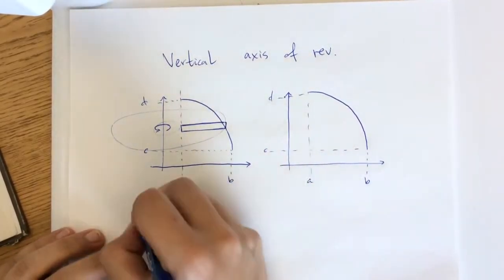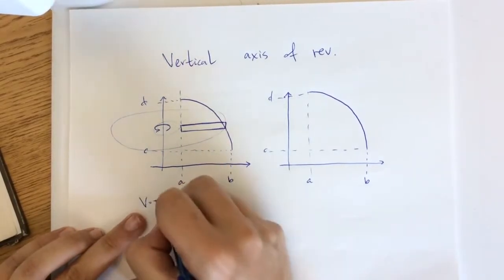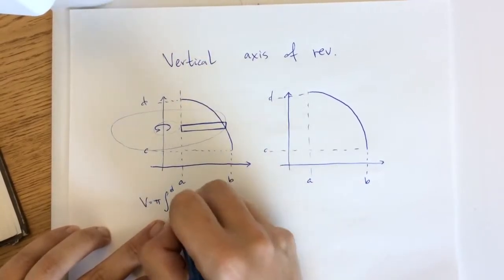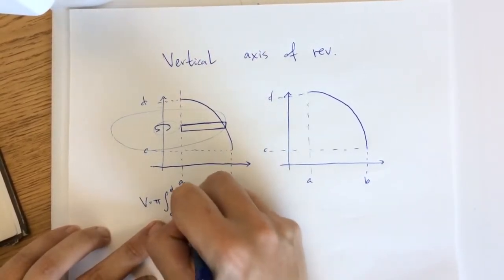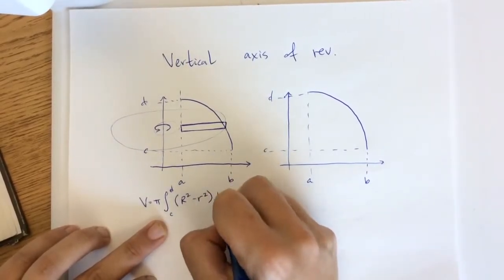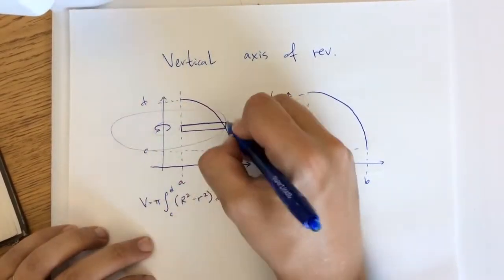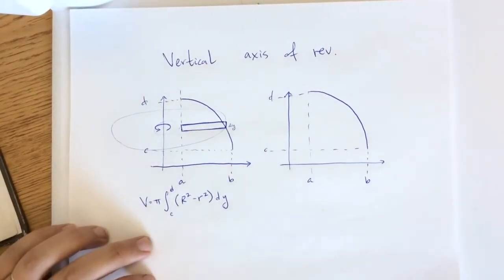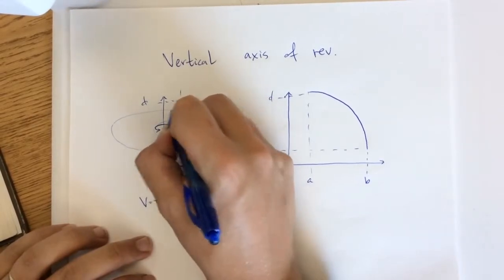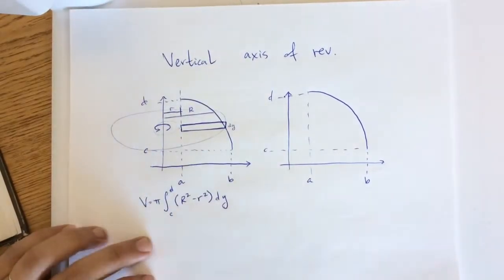And so the volume of that object is given by pi times the integral from c to d of the major radius squared minus the minor radius squared, and that integral is going to be taken with respect to y, because my representative rectangles change with respect to y. Okay, in this case, my minor radius is this distance here. My major radius is this distance here.